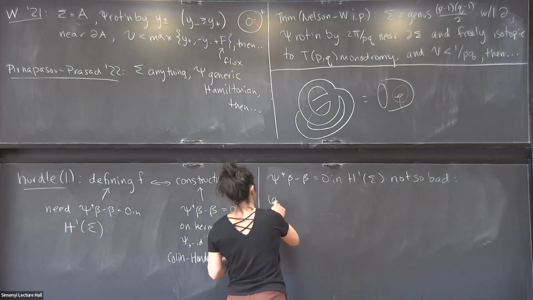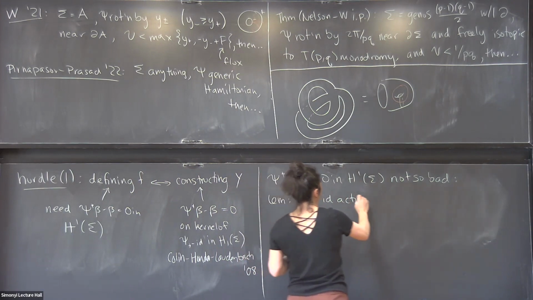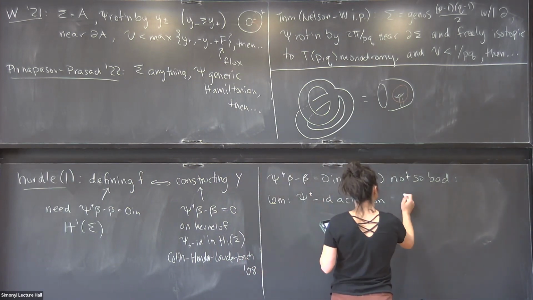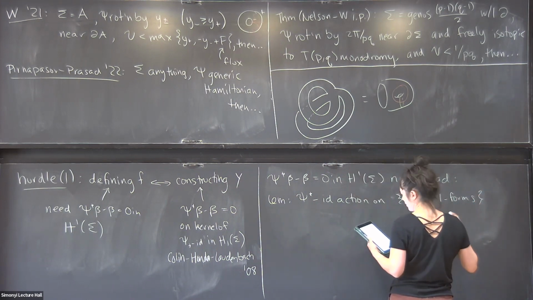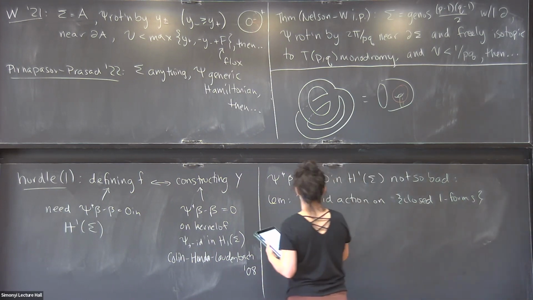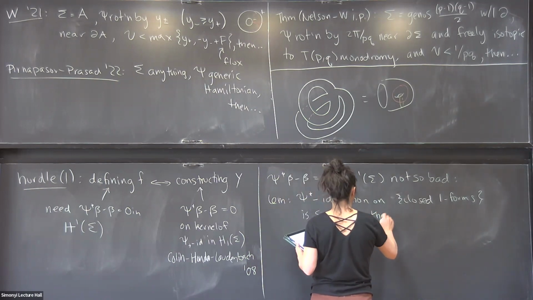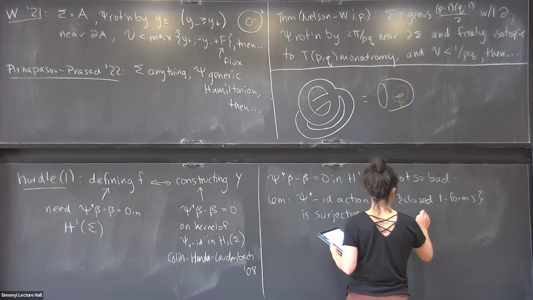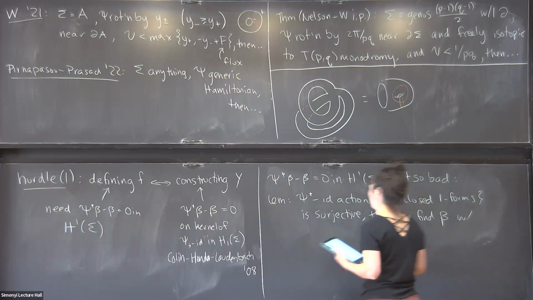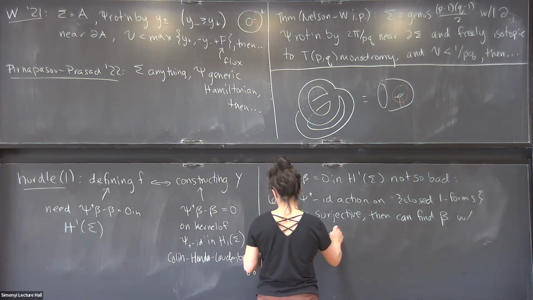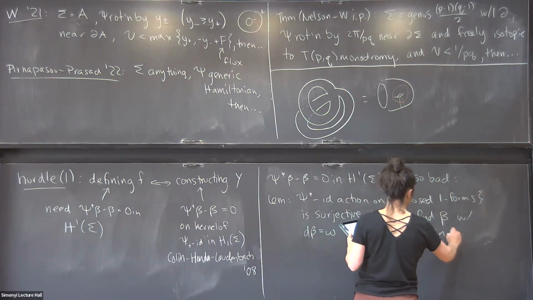So the idea, and I'll just say there's a lemma: if the psi pullback minus the identity action on H, or on the closed one forms, is surjective, then you can find beta with dbeta equals omega and psi pullback beta minus beta equals 0 in H^1.